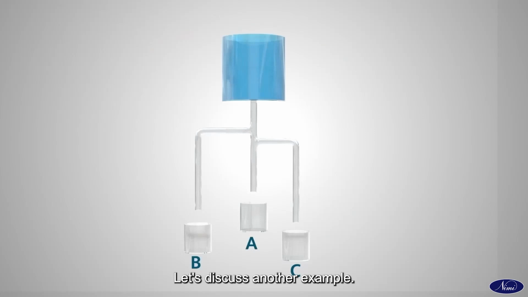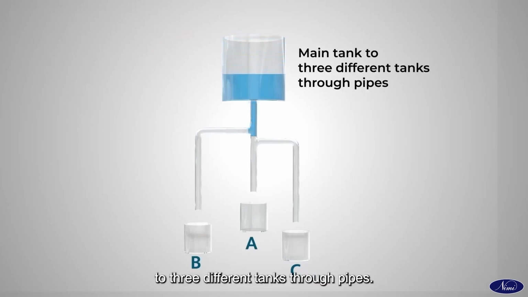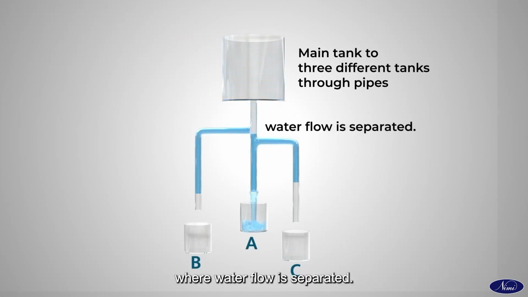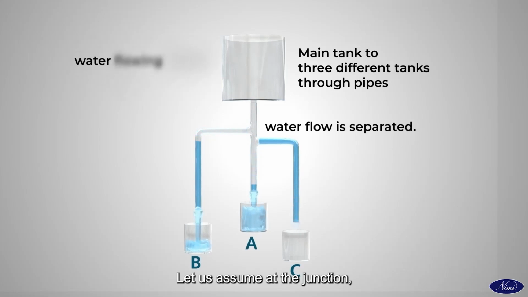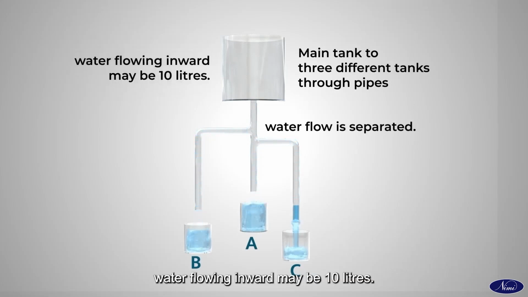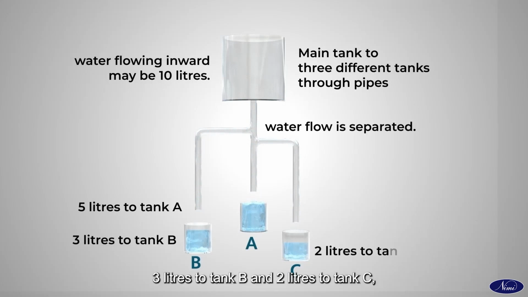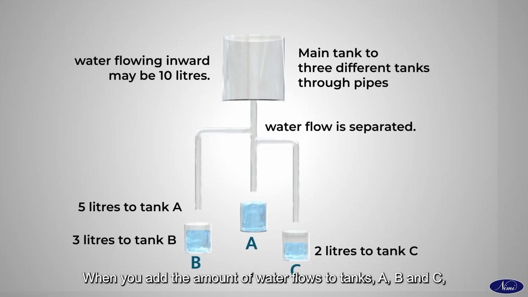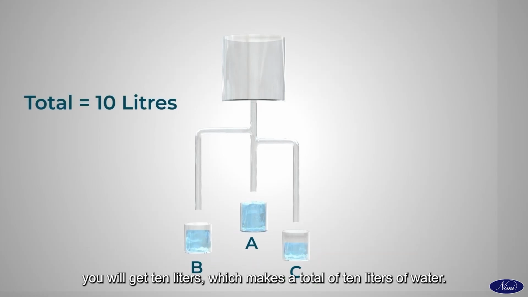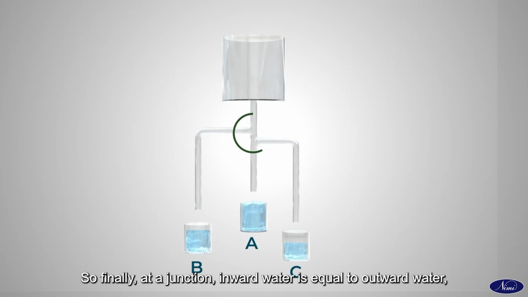Let's discuss another example. Here, water flows from the main tank to three different tanks through pipes. At a point, you could see a junction where water flow is separated. Let us assume at the junction, water flowing inward is 10 liters, and it is separated into 5 liters to tank A, 3 liters to tank B, and 2 liters to tank C, depending upon the size of the water pipe. When you add the amount of water flowing to tanks A, B, and C, you get 10 liters. So finally, at a junction, inward water is equal to outward water.